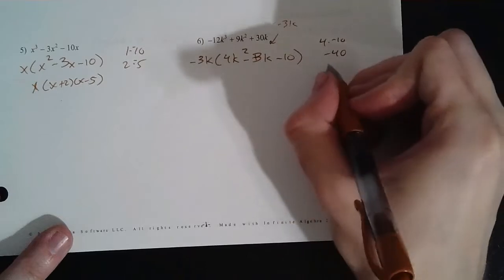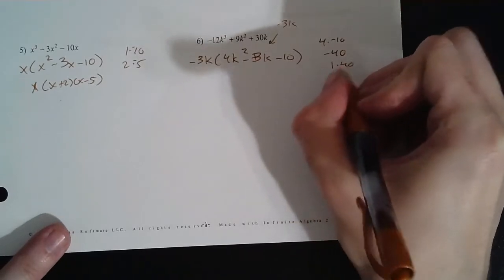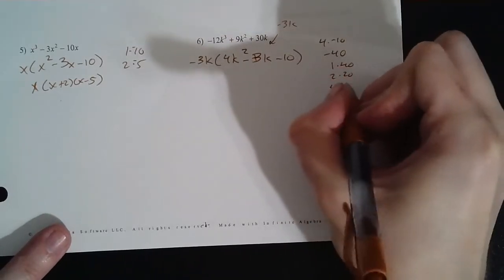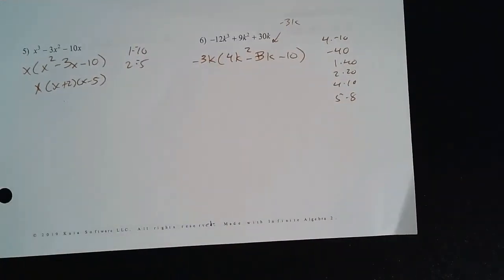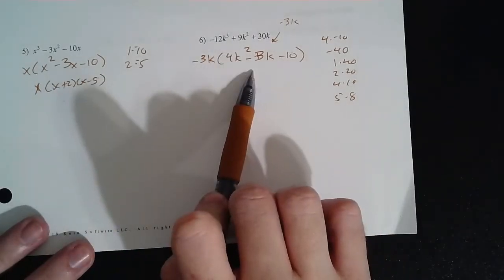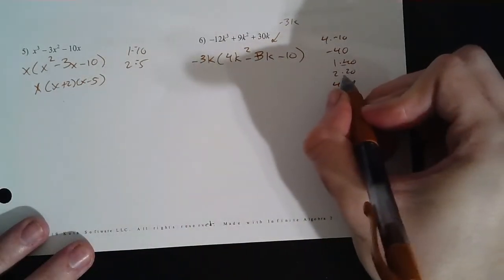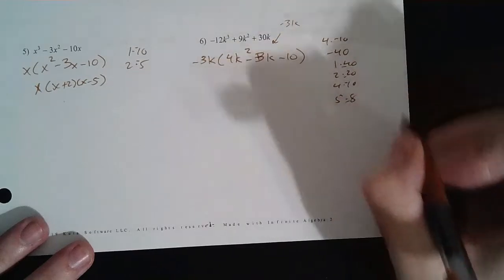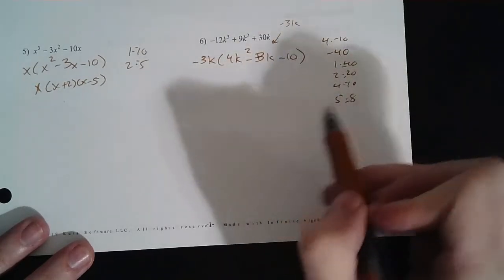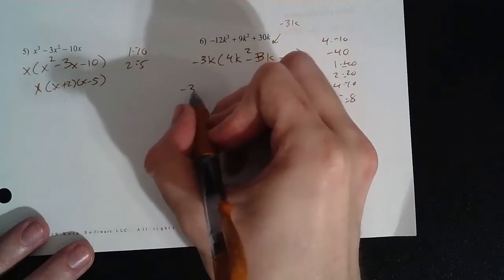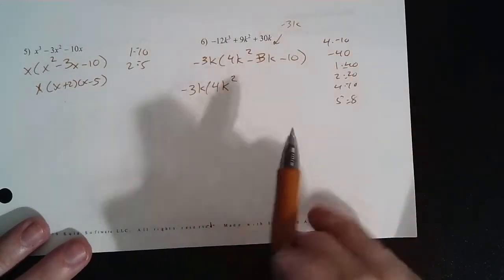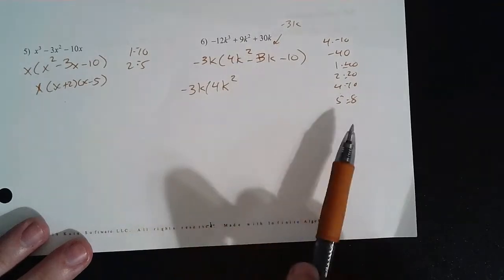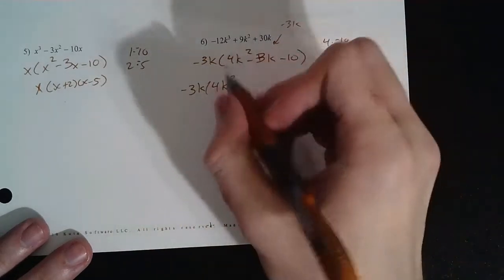Well, the numbers that multiply to -40 are going to be 1 times 40, 2 times 20, 4 times 10, 5 times 8. Nothing else works. And because they add to -3, the bigger number is a negative. And this guy right here is the one that actually adds to -3. So what we're going to do is rewrite that -3k as 5 plus -8.